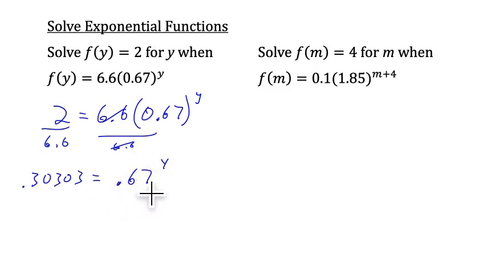All right, we're ready to rewrite this with logarithms. So the 0.67 is the base, so it'll also be the base in our logarithm. So log base 0.67 of the number that is not the exponent, because the log equals the exponent.